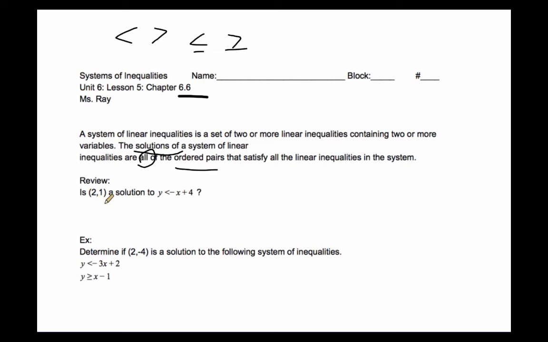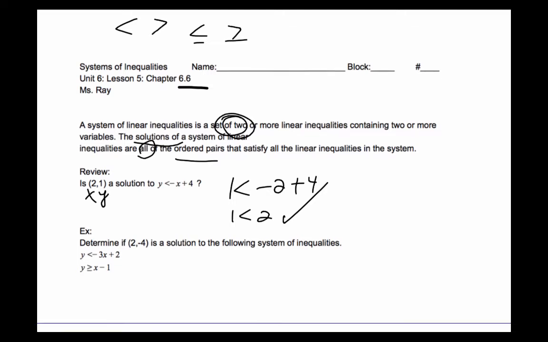How do we check if this is a solution to this inequality? Well, remember this is x and this is y, so I would just plug it in. So y is 1. So is 1 less than negative 2 plus 4? Well, what's negative 2 plus 4? It's 2. Is 1 less than 2? Yes. So is this a solution? Yes, it is a solution. Now, this is just one inequality. When you have a system, we are going to be working with 2. We're not going to be working with more than 2, so you don't have to worry about that.